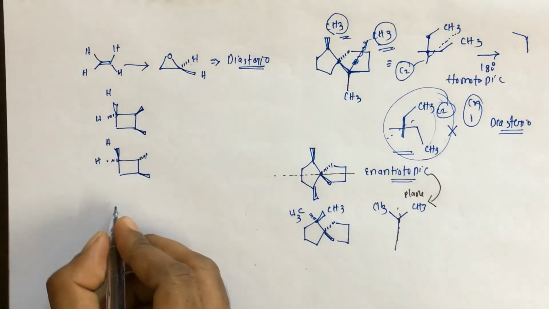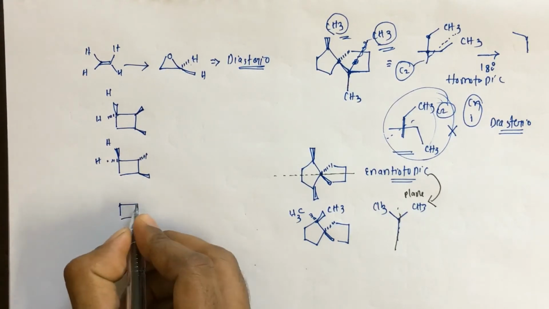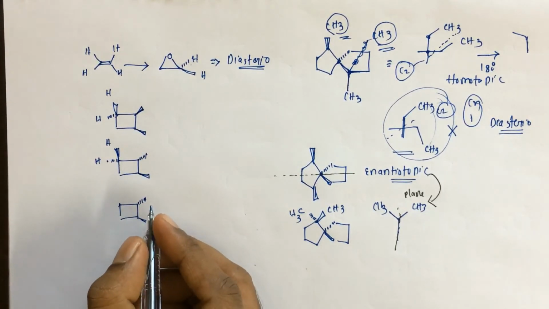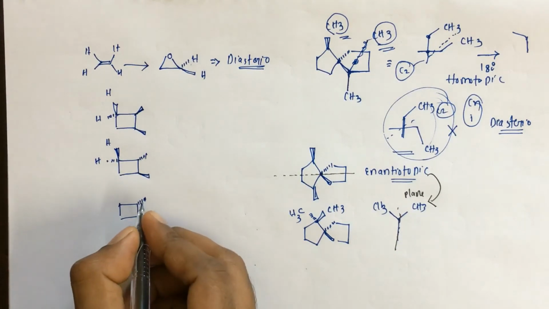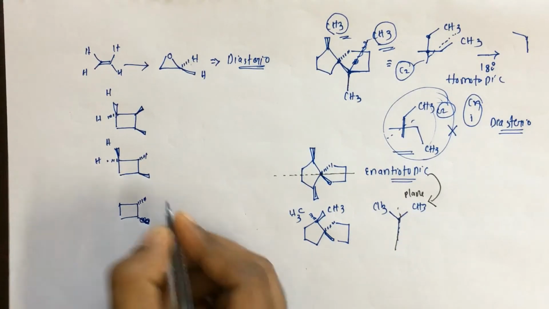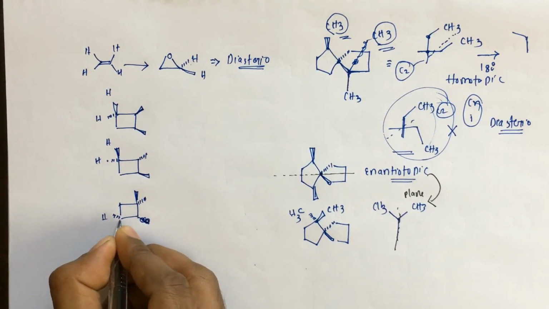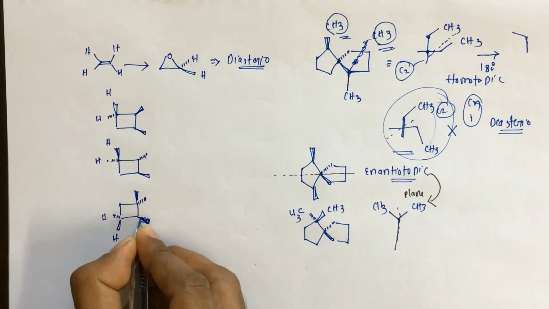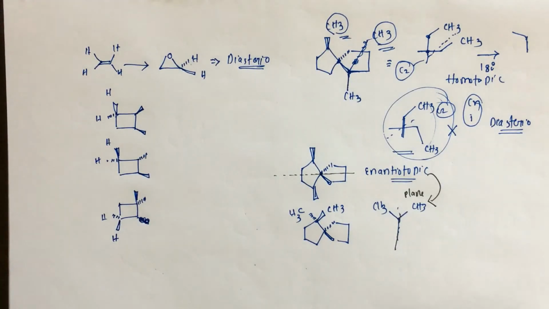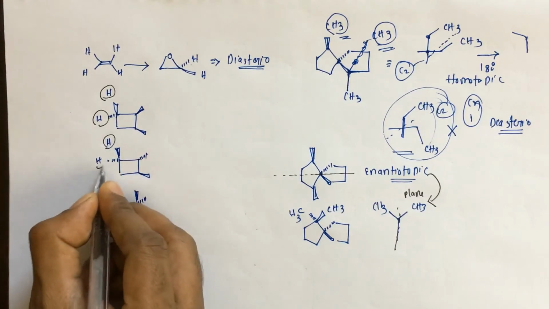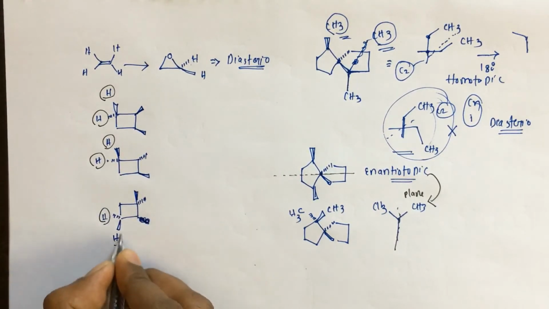this is another example. Methyl and hydrogen here, hydrogen here. Here we need to identify what the relationship is between these two hydrogens in this example, and here these two hydrogens, and here these two hydrogens.